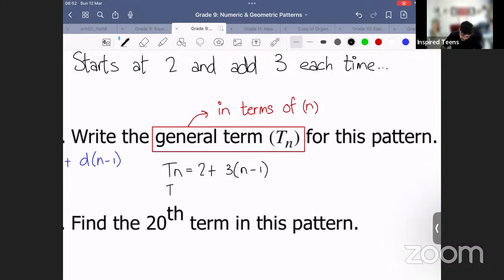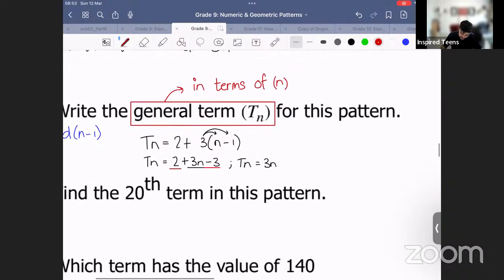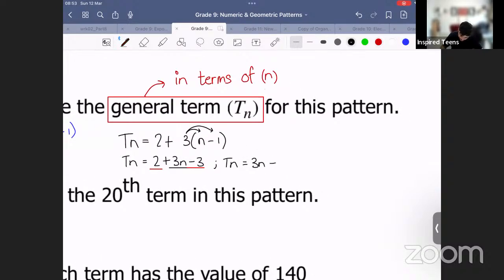Okay, so then this becomes Tn is equal to 2. Now I distribute the 3 into the brackets. So I get plus 3n minus 3. Then this simplifies to Tn equals 3n, which I leave as 3n because it doesn't have any like terms, and 2 minus 3, which is minus 1. And I've solved for my equation.